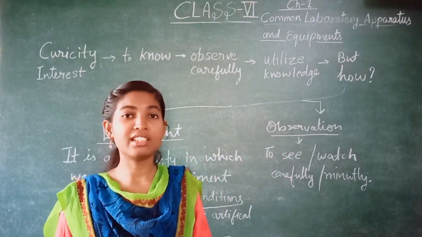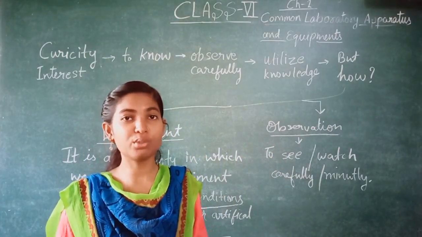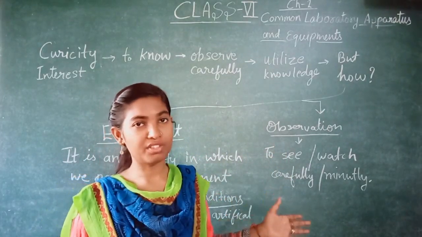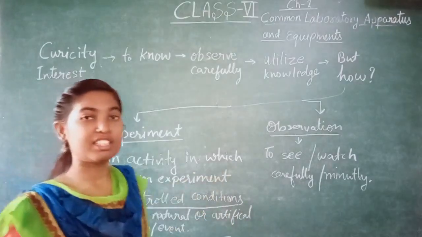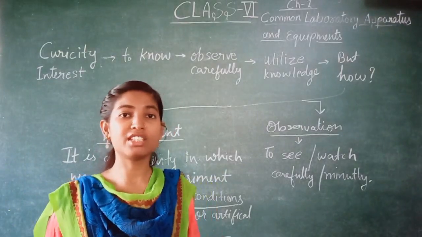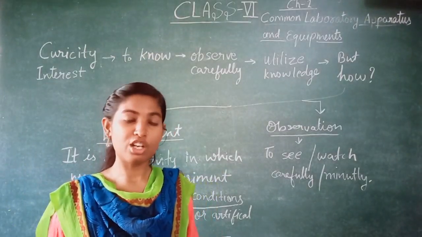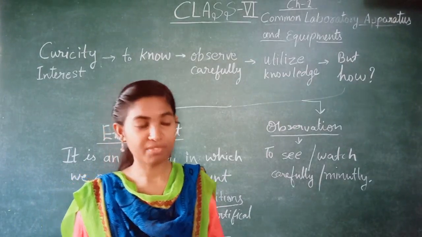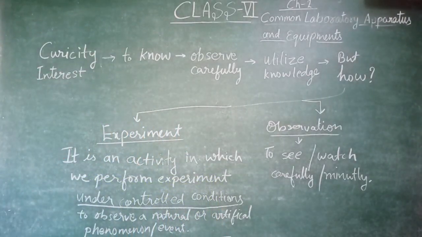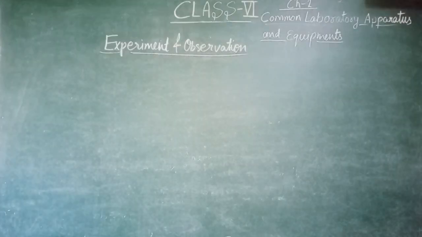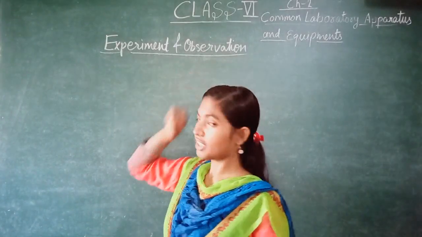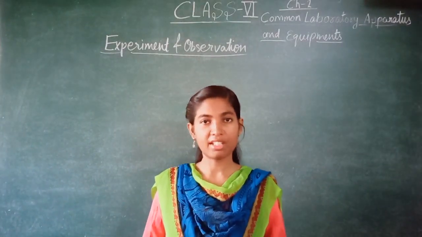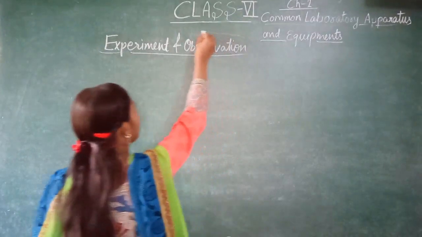Now the question arises: where will you do this experiment and observation? To do this experiment and observation, there is a fixed place. That place is known as laboratory. Now we will see about laboratory. First you write now. The place where we are doing this experiment and observation is known as laboratory.